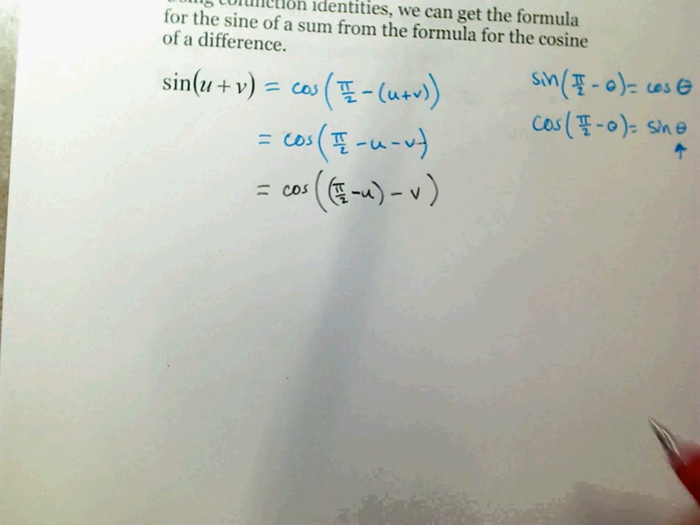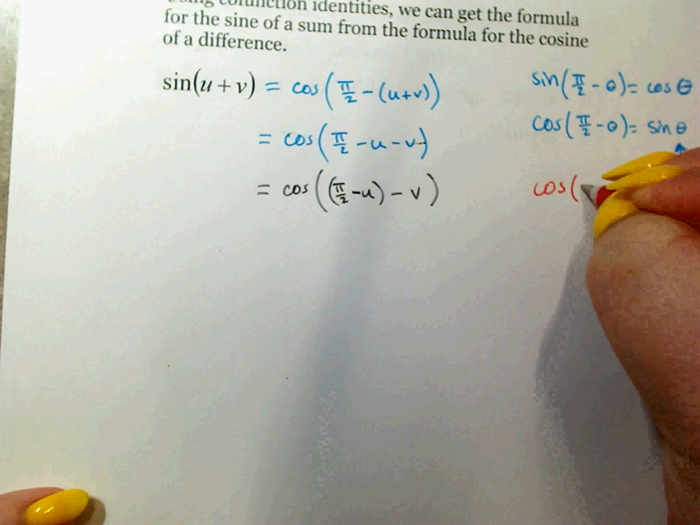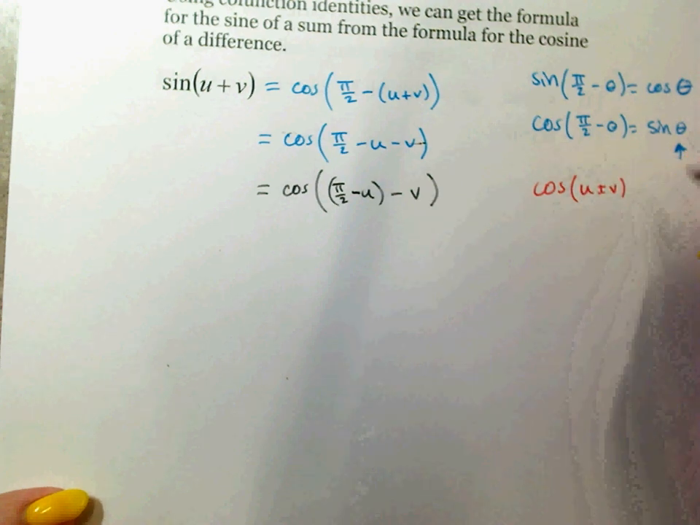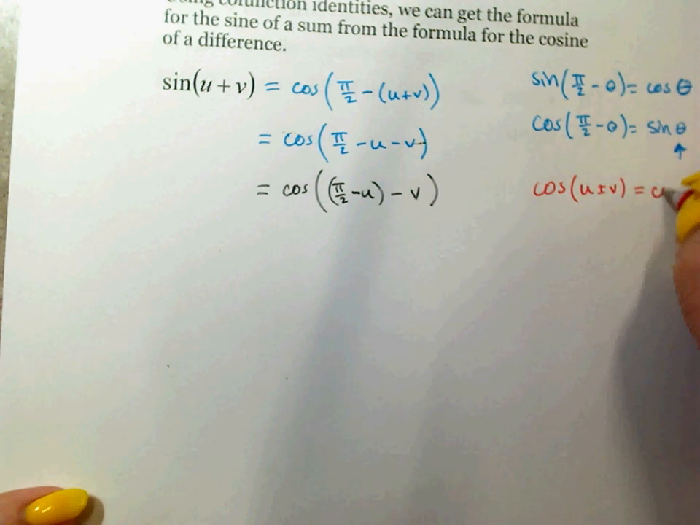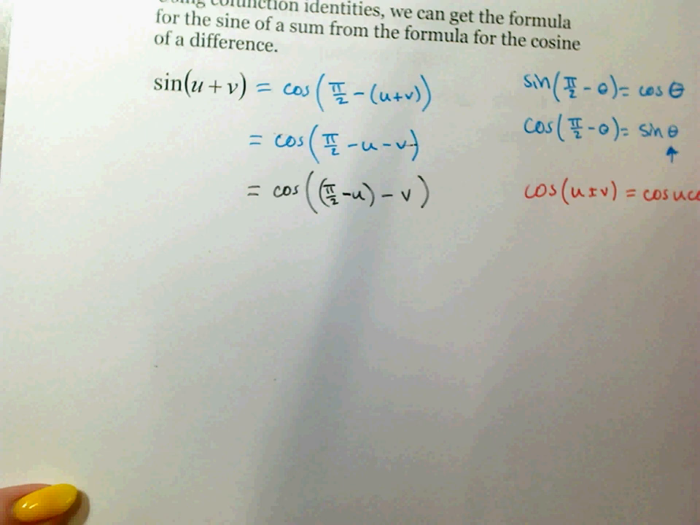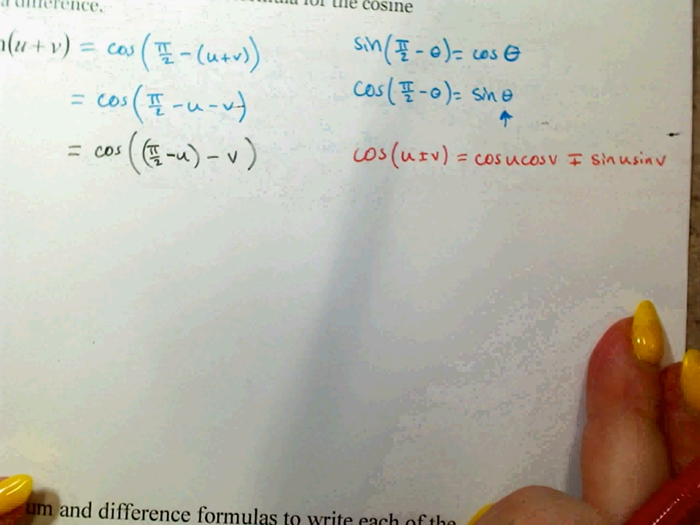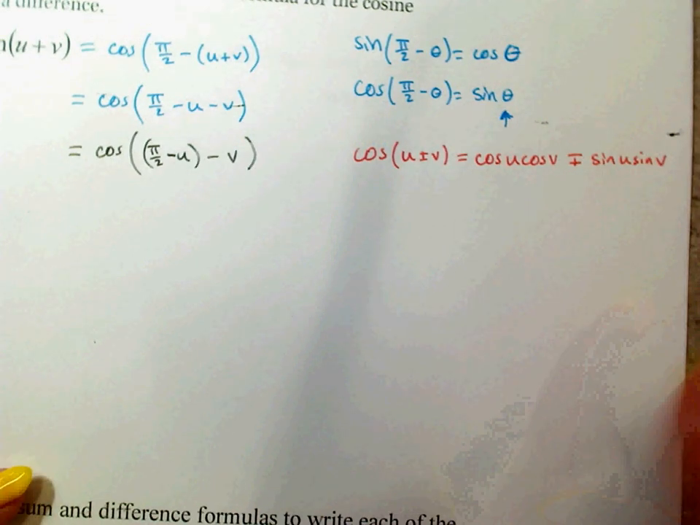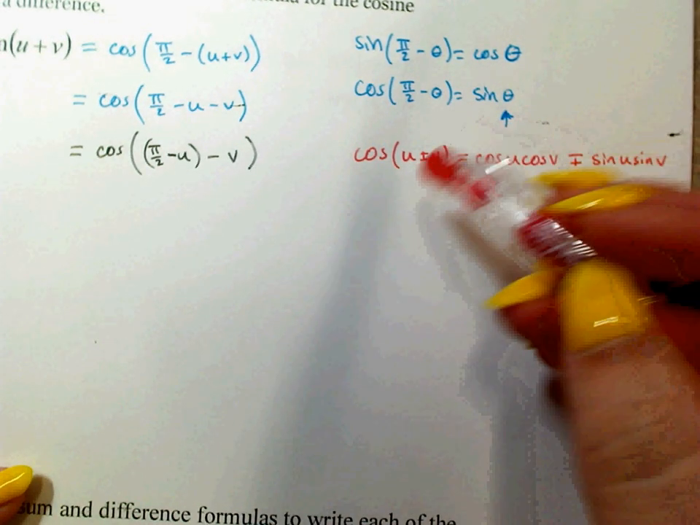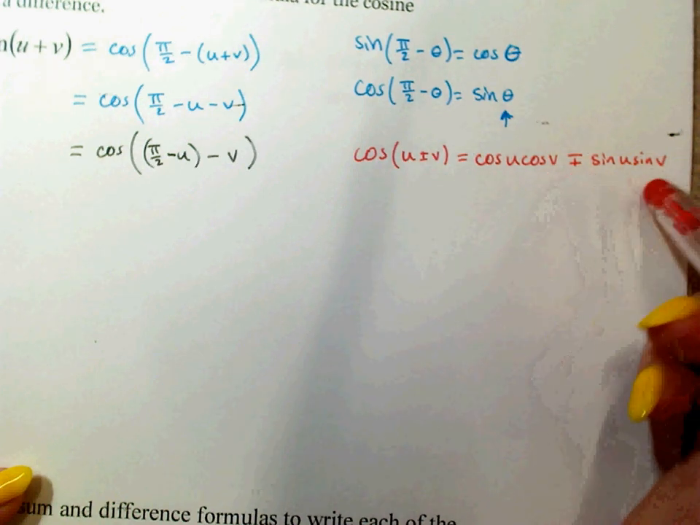Cosine of the sum or difference, u plus or minus v, equals cosine u cosine v minus plus sine u sine v. Just as a reminder, that's our formula for cosine of a sum and difference, although I'm pretty sure we used alphas and betas. So we said alpha plus or minus beta, cosine alpha cosine beta, minus plus sine alpha sine beta.